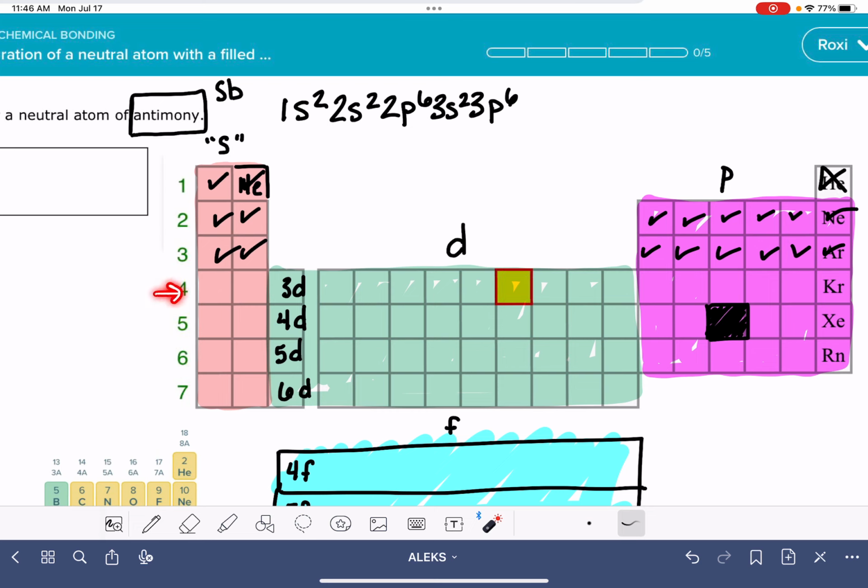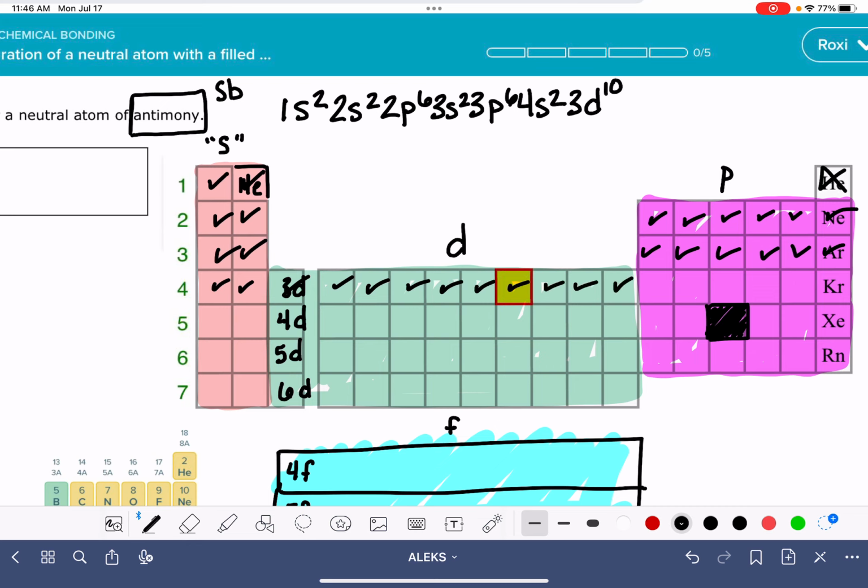And then we move on. This is our next area. We have 4s2. And then we go into this area. This is the D's, and remember they are one number behind. So this is going to be 3d, 1, 2, 3, 4, 5, 6, 7, 8, 9, 10. And then over here, we are in the P's, and we're back at 4. This is 4p. 1, 2, 3, 4, 5, 6, 4p6.